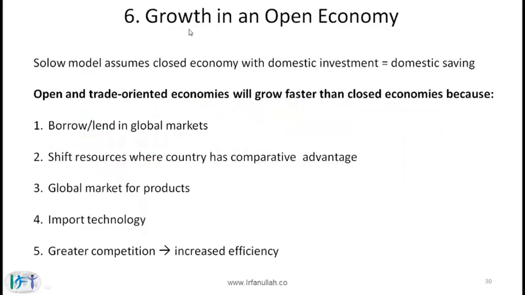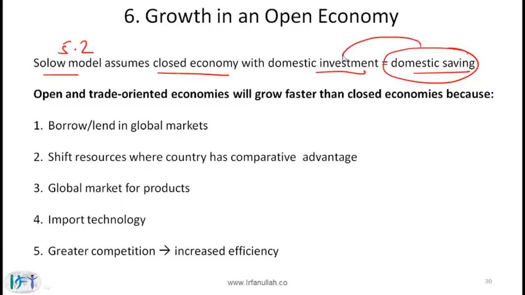Section 6, Growth in an Open Economy. This is the last section in this reading. Now, earlier in the reading, section 5.2 to be specific, we talked about the Solow model, which assumes a closed economy, and hence you might have noticed that we used investment and saving interchangeably. The reason is that in a closed economy, the domestic saving is what is invested. So essentially, in the model we talked about, investment is equal to domestic saving.